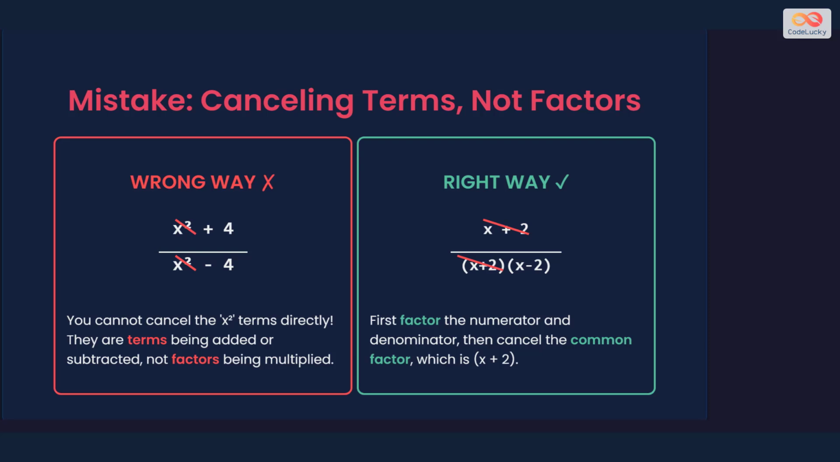A very common mistake is to cancel terms instead of factors. You cannot cancel the x² from (x² + 4)/(x² − 4). Addition and subtraction glue terms together. You must factor the expressions first before you can cancel anything. Only common factors that are being multiplied can be canceled.